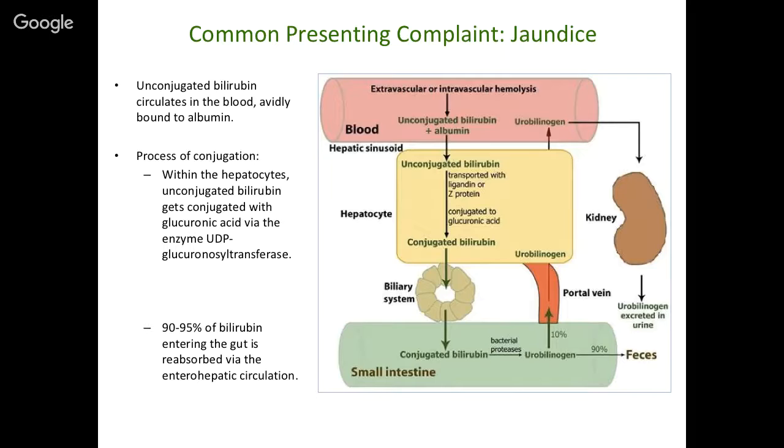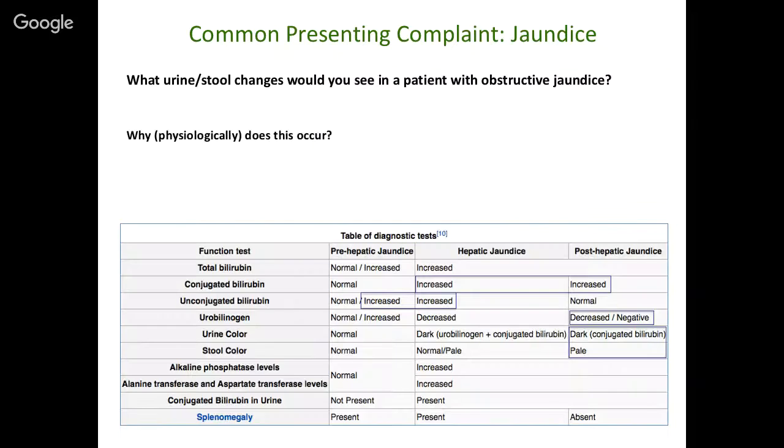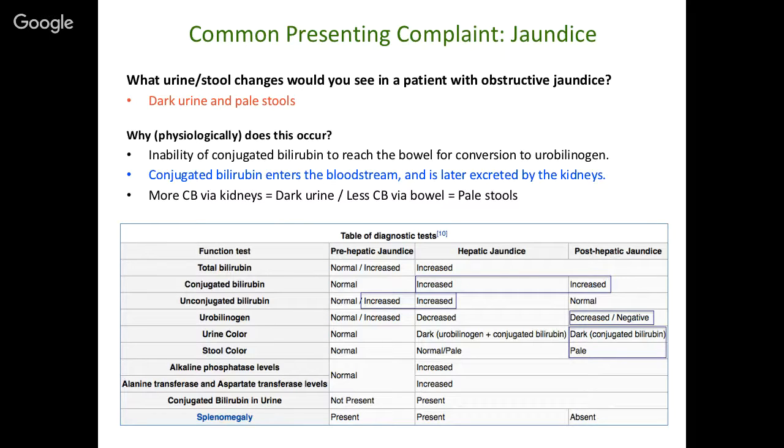Most of it is actually reabsorbed into the hepatic circulation, but then bacterial enzymes in the bowel break that down to urobilinogen, which mostly goes into the feces. Why have I told you all of this? I'm not sure, but it kind of relates to this question. So does anyone know what urine or stool changes you would see in a patient with obstructive jaundice or post-hepatic jaundice? This is important. Good. Pale stools, dark urine. And I'll try and explain why that occurs.